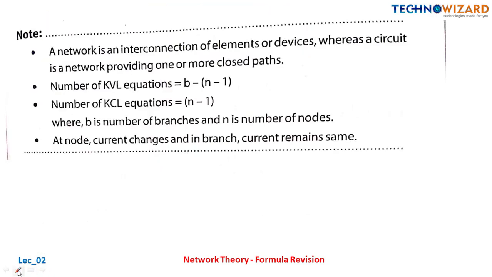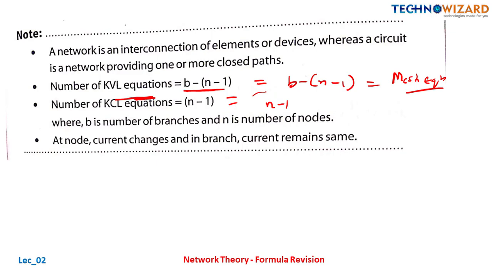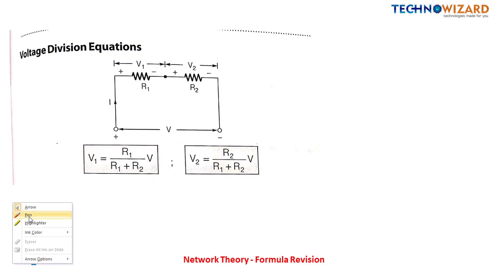Next one is a note. Please check this note. Number of KVL equations, remember this. Number of KVL equations, or the mesh equations you can say, is given by b minus (n minus 1). Number of nodal equations or number of KCL equations is given by n minus 1, where n is the number of nodes and b is the number of branches. At a node current changes and in a branch current remains the same. Remember these notes.